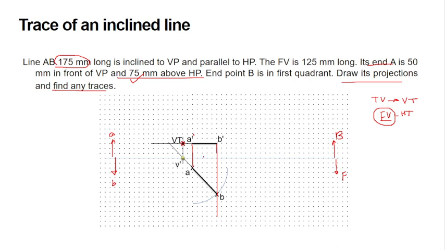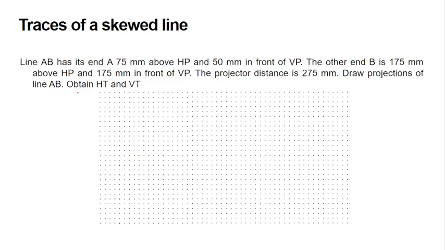Let us see the example of skew line. Line AB has end A, location of A above and front is given. So we can draw point A. Above means above XY line 1, 2, 3 grid, and in front of HP. So front means downward 2 grid points here. Correct. So this is front view.